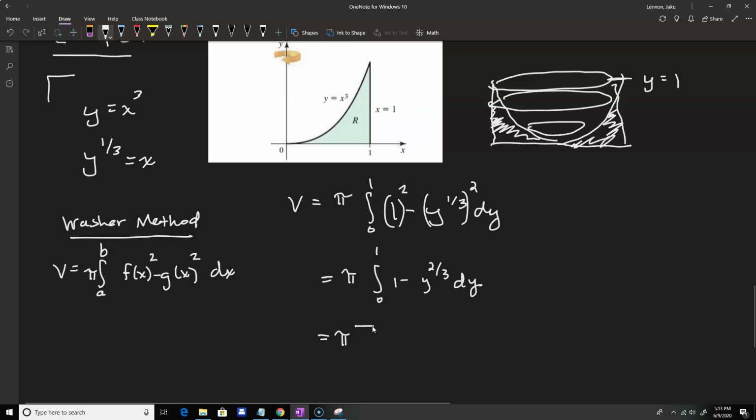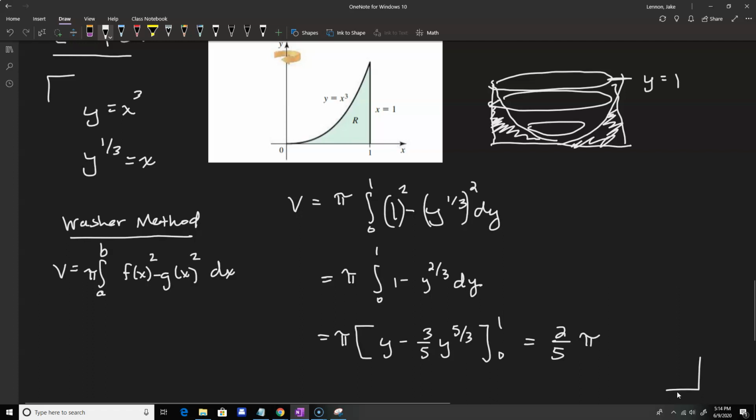So we get the pi, and then we're going to have y minus, so if you add 1 to that power, you're going to get 5/3. So you're going to get 3/5 times y to the 5/3 from 0 to 1. So if you plug in those numbers, zeros, everything's going to go away. When you plug in 1, you're going to get 1 minus 3/5. So we just end up with 2/5 times pi. So in this example, we've both introduced the washer method and also integrated with respect to y, so nothing too difficult there. So let's move on and do a couple other ones with the washer method.